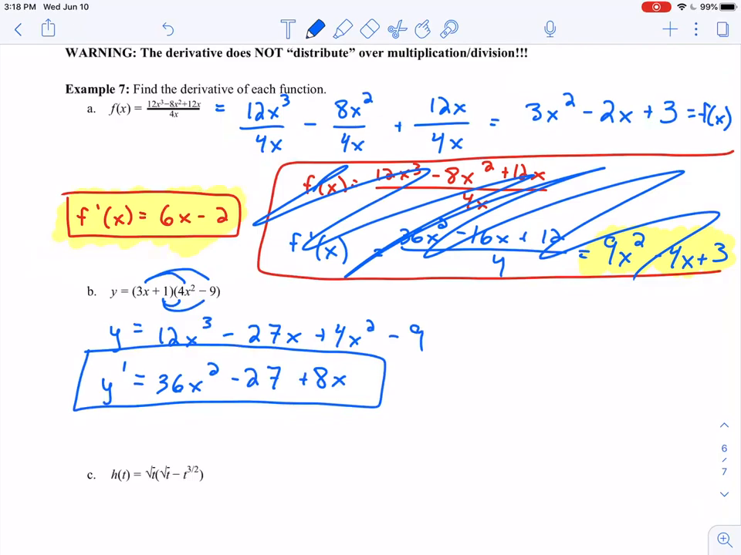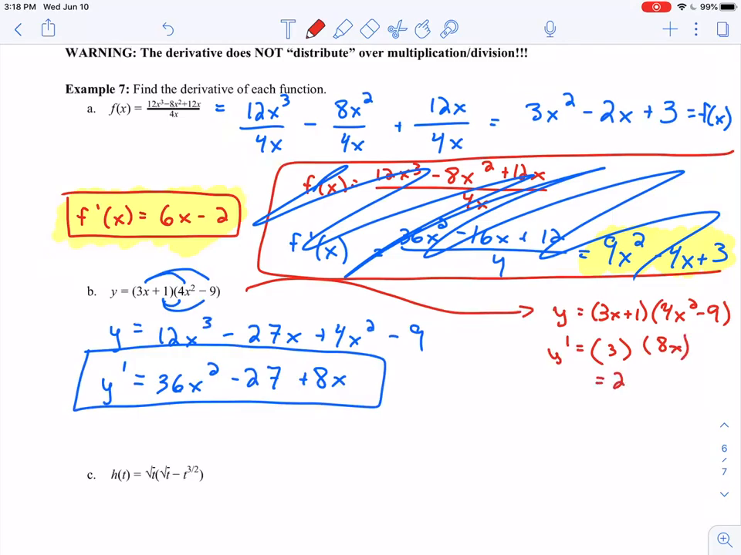Again, if you want to see why this doesn't work out, if we start with y equals 3x plus 1 times 4x squared minus 9, and I try to take the derivative of each of those factors separately, the derivative of 3x plus 1 would be 3. The derivative of 4x squared minus 9 would be 8x. 3 times 8x, I have 24x. That's a whole lot different than what we ended up with for our actual derivative.